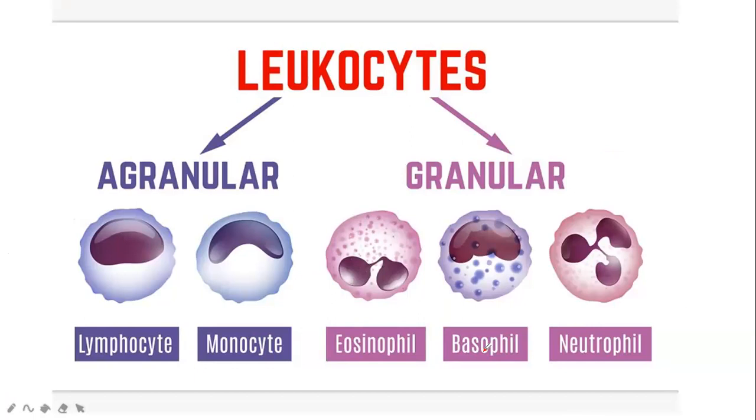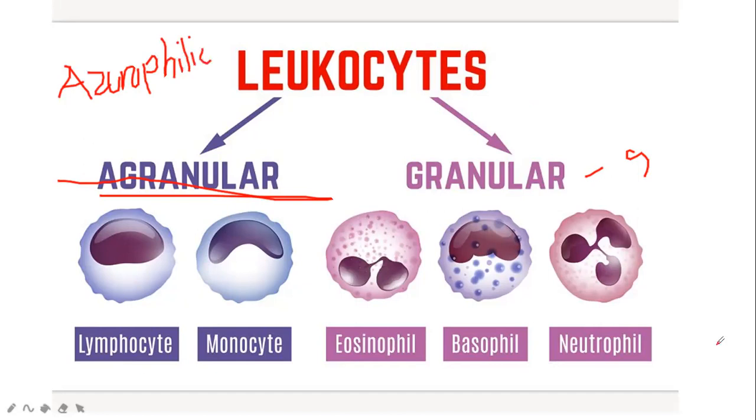So we have here what we call granular and agranular. When we say granular, this refers to leukocytes that have specific granules. And we also have agranular, which refers to WBCs or leukocytes without specific granules. Specific granules are granules that you only see in neutrophils, basophils, and eosinophils. Lymphocytes and monocytes have granules that we call azurophilic granules, or the non-specific granules.